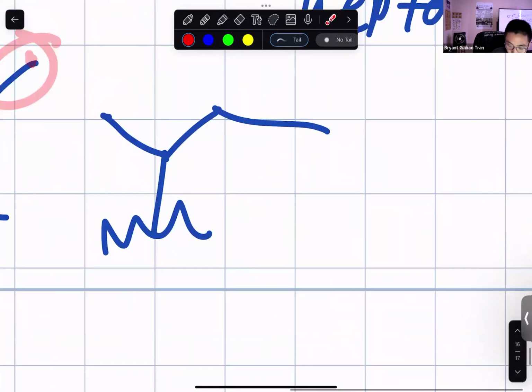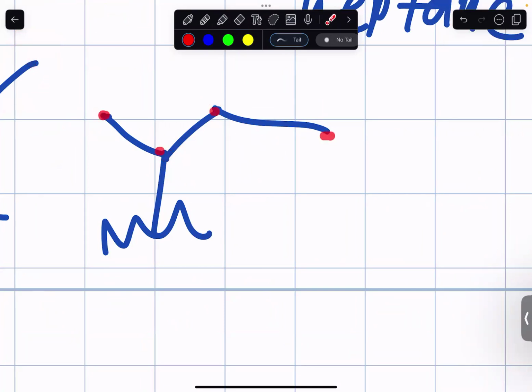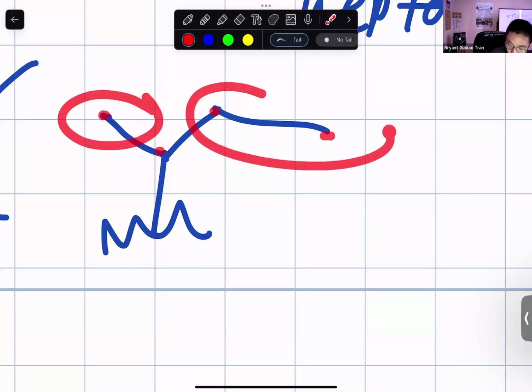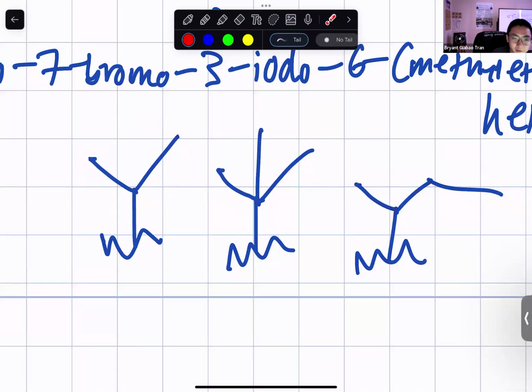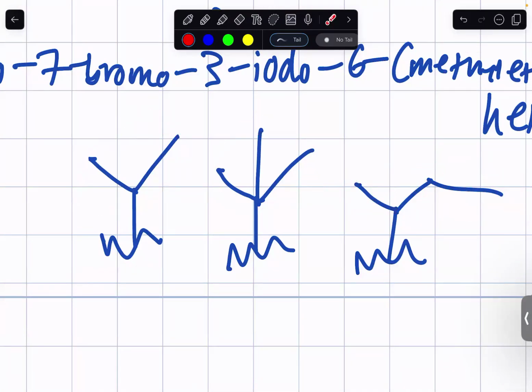And then this is a sec-butyl because we have 4 carbons for the butyl, 1, 2, 3, 4, but it's sec because it splits into 2 branches, secondary, 1, 2 branches. Oh, okay. Right. Sec-butyl, tert-butyl, isopropyl. Yeah, that makes sense. Another quick question.